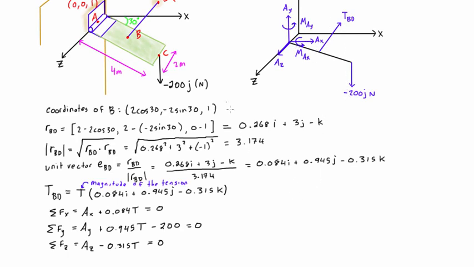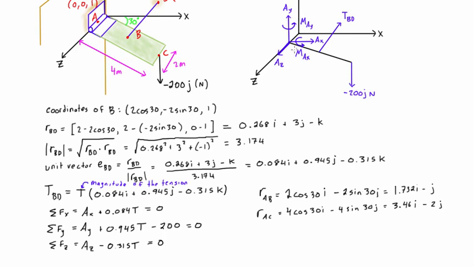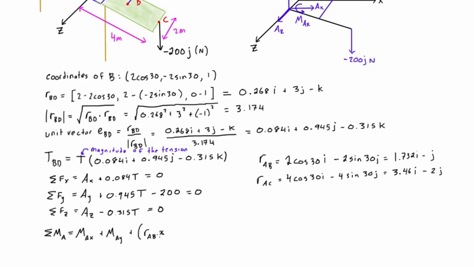So to do that, we're going to need the position vector from A to B, and we're also going to need the position vector from A to C. So the sum of moments about A will include this moment, MAY, this moment, MAX, and it'll also include the moment about A caused by this tension T, and also the moment about A caused by this applied force. So to write that down, it looks like this.